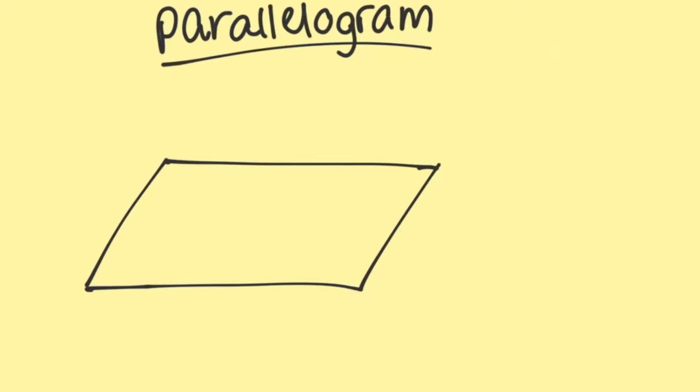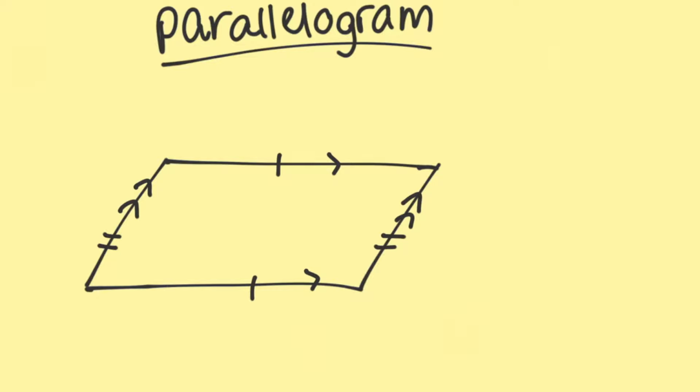We're going to look at the properties of parallelograms. In a parallelogram, opposite sides are parallel. Notice the top and bottom are parallel, the sides are parallel. Also, opposite sides are congruent. Notice those two are longer, these two are shorter.